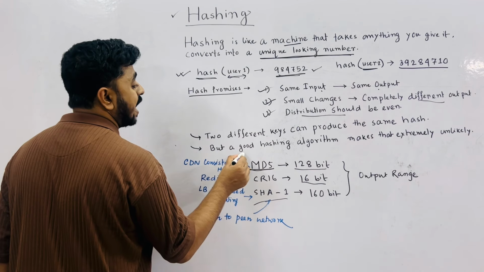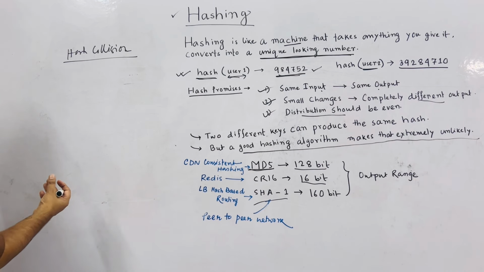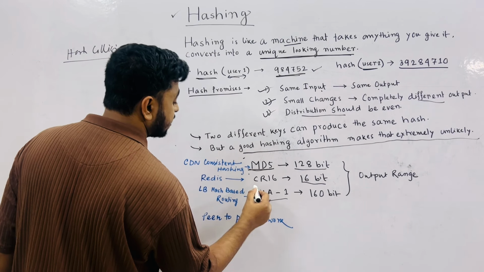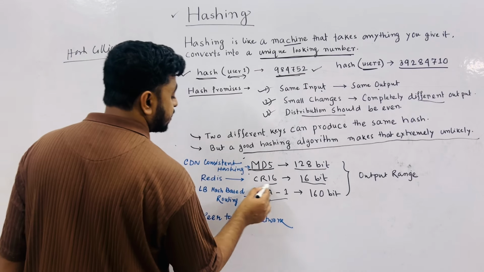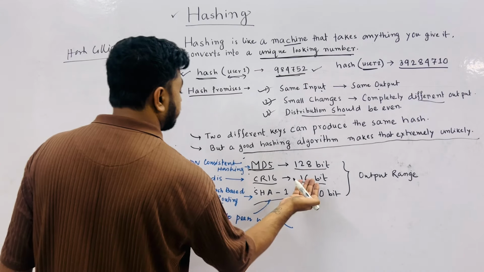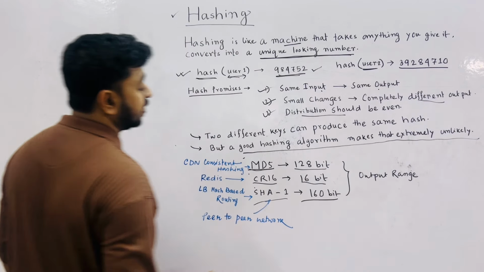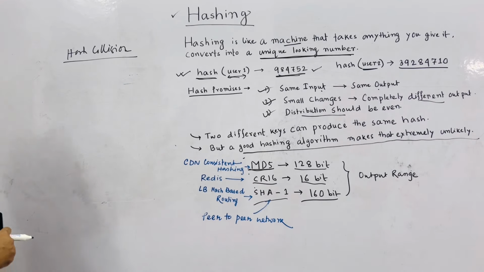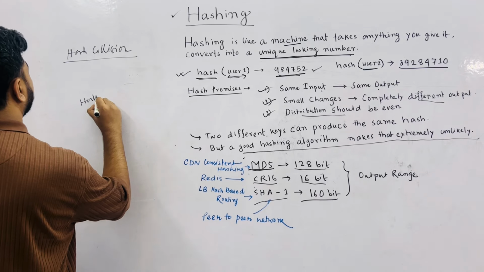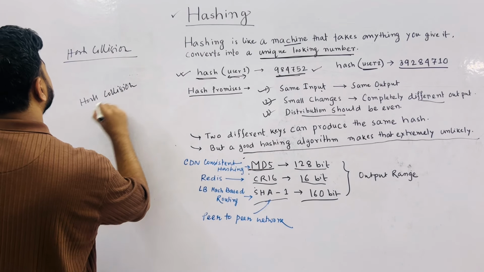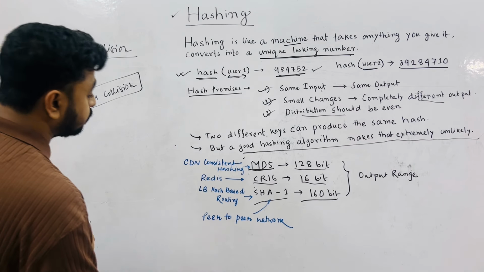That's why a good hashing algorithm makes that extremely unlikely, okay? If you use a good hashing algorithm like MD5, CRC16, SHA-1, it is very unlikely. In Redis, they are using CRC16, so it might happen because the range of CRC16 is smaller, right? But if you use SHA-1, the range is very high, so you may not get hash collisions, it will be extremely rare. So don't worry about hash collisions for now. I just wanted you to understand what the term hash collision means, okay? I hope you got it till now, right?